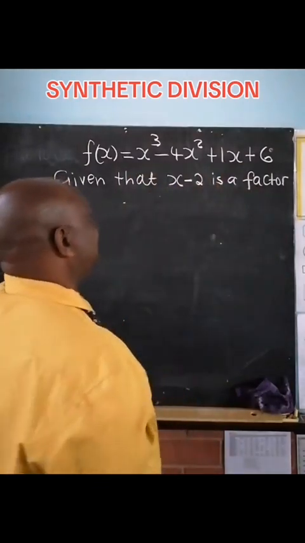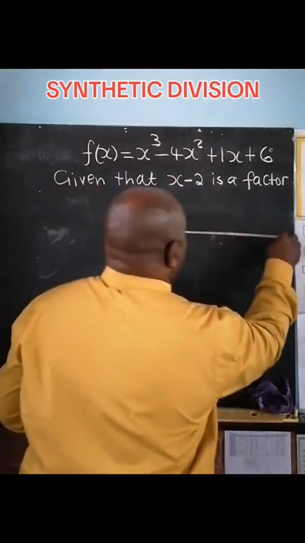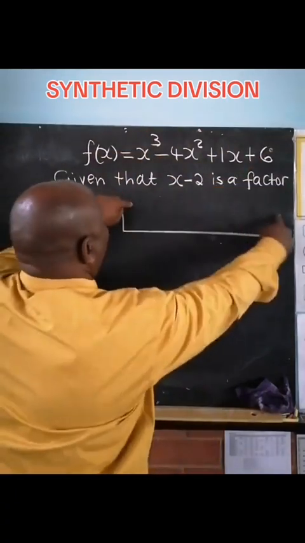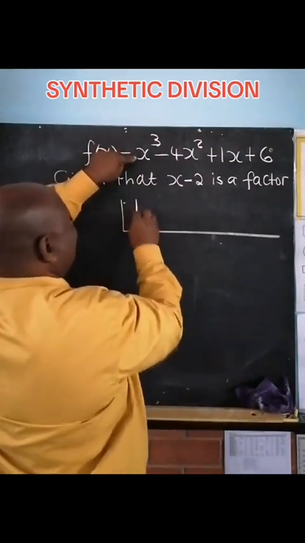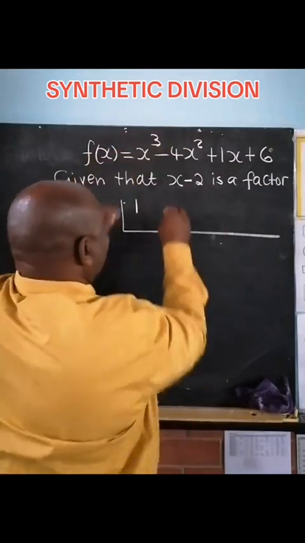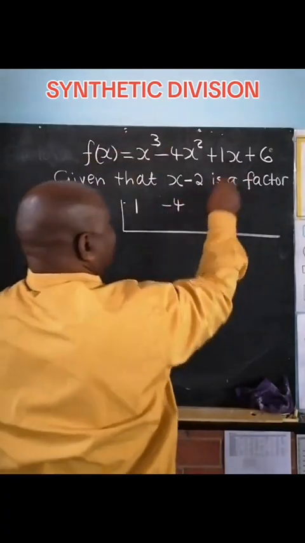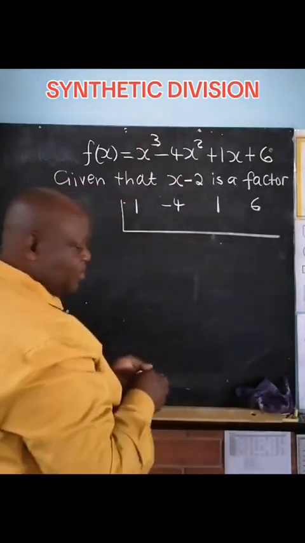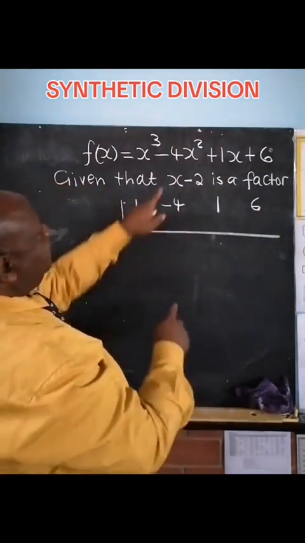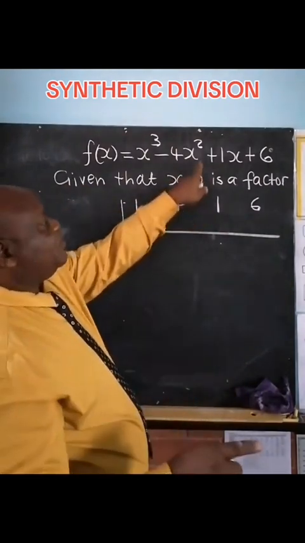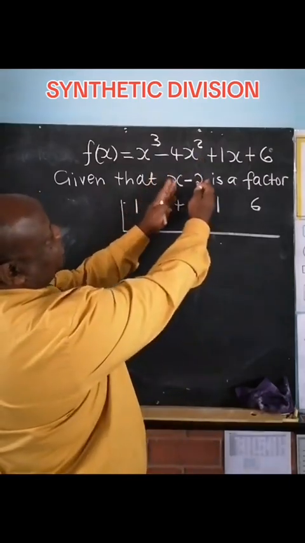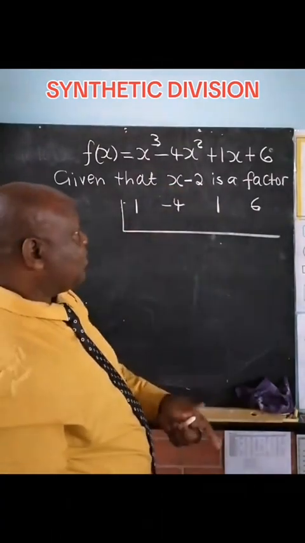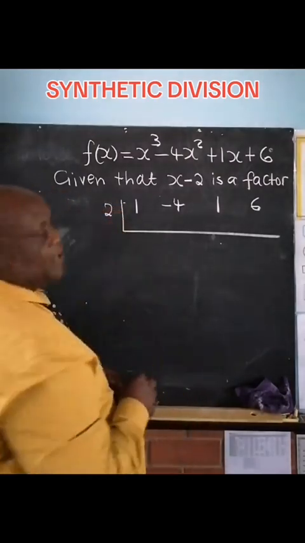So what we do is we write the coefficients of this expression in a row. Coefficient of x cubed is 1, coefficient of x squared is negative 4, that of x is 1, and we have a constant 6. We write this in a single row. And then, if x minus 2 is a factor of that, it means if you say x minus 2 is equal to 0, that leads you to x is equal to 2 as a root. So I put 2 here.